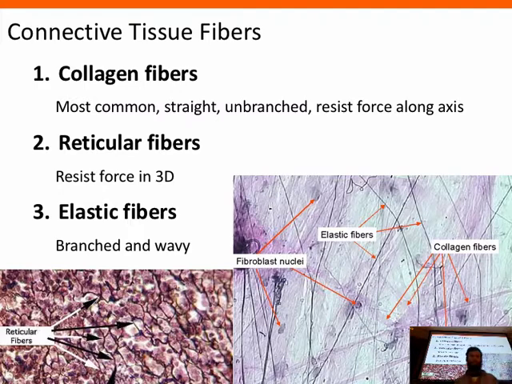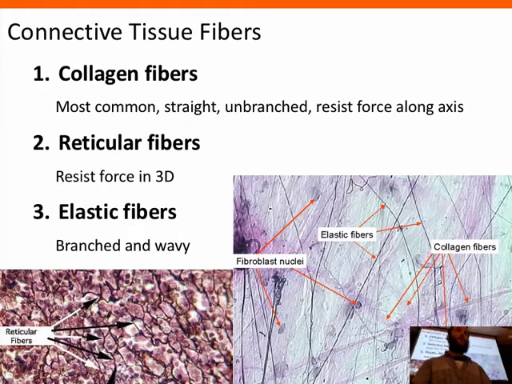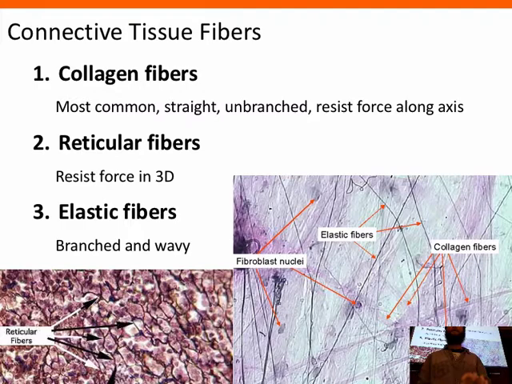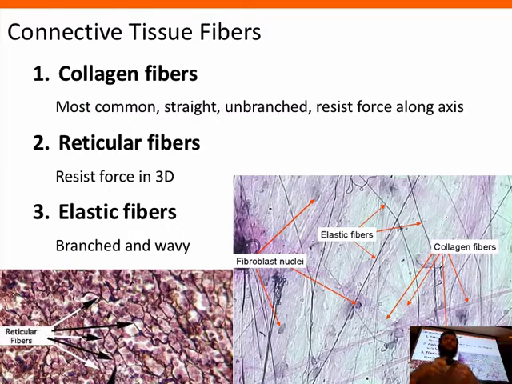Reticular fibers are also quite strong. However, reticular fibers are more like a spider web going in all directions. All right, so they are very strong and resist force in a three-dimensional orientation. Whereas elastic fibers, they're nice and stretchy. Sometimes you need things that stretch, and elastic fibers do that for us. Branched, wavy, you can stretch them. They're like rubber bands. They come back.